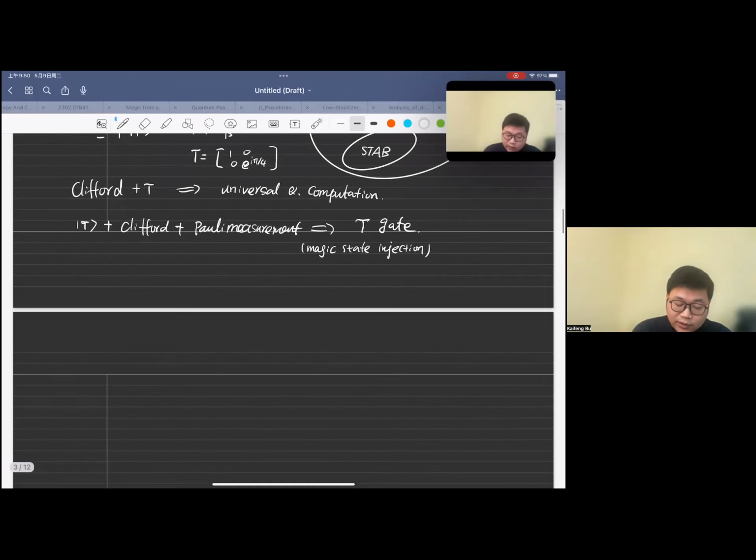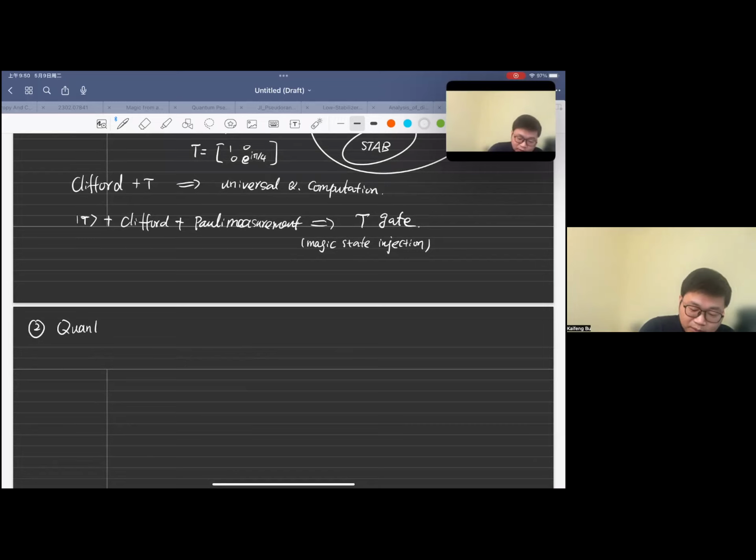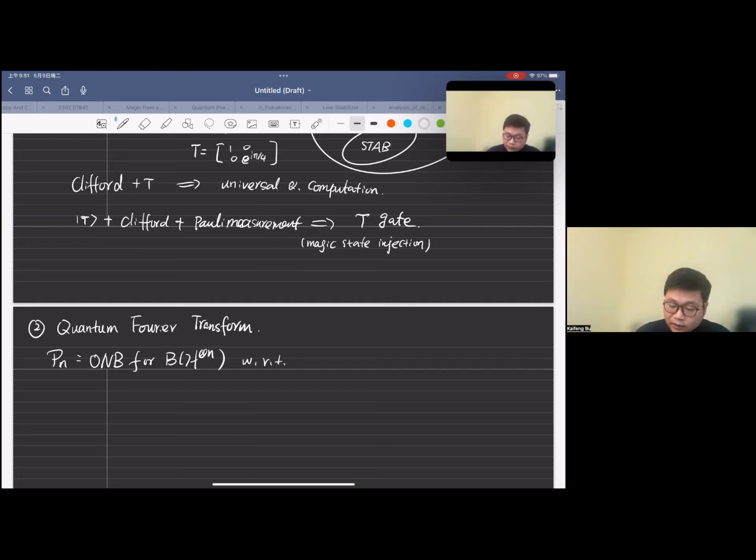So here, let us introduce the second concept, called the quantum Fourier transform. Recall P_n is the set of all n-qudit Pauli operators. This set of Pauli operators is in fact an orthonormal basis for the set of all linear operators on the n-qudit system, with respect to the inner product defined by the normalized trace. This means we can rewrite any linear operator in the basis of Pauli operators, and the coefficients in this expression are called the characteristic function.